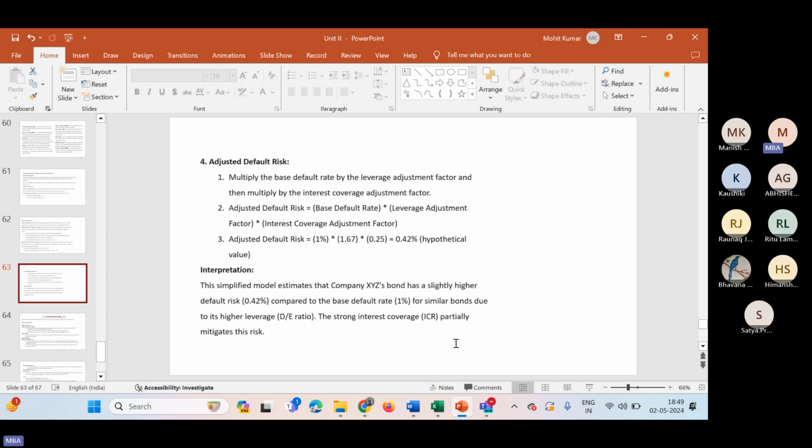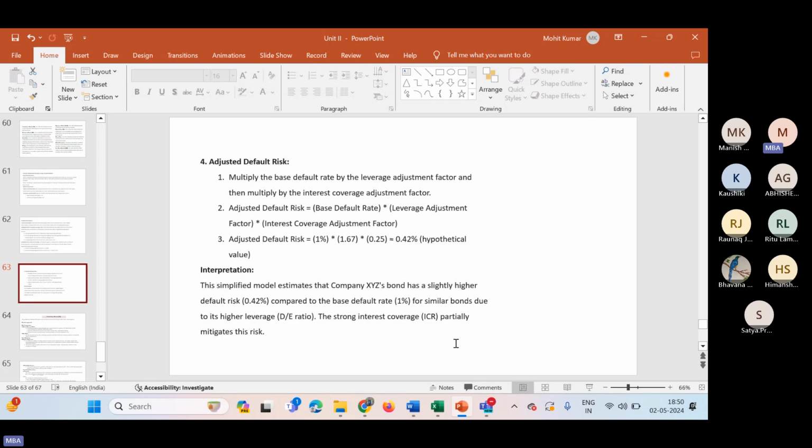Third, now you calculate the default risk. So what will you do to calculate the default risk? You multiply the base default rate by the leverage adjustment factor and then multiply by the interest coverage adjustment factor. If you had taken other factors also, you will take those into account too. So your adjusted default risk is the base default rate multiplied by the leverage adjustment factor multiplied by the interest coverage adjustment factor, and you calculate it as 0.42%. We generally measure it compared to the base value. The base was 1%, so it is 0.42% higher, like 1.42%. In that situation, the default rate is higher by 0.42%, meaning the bond has a slightly higher possibility of defaulting.